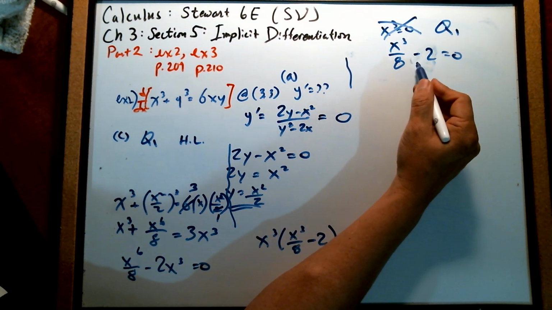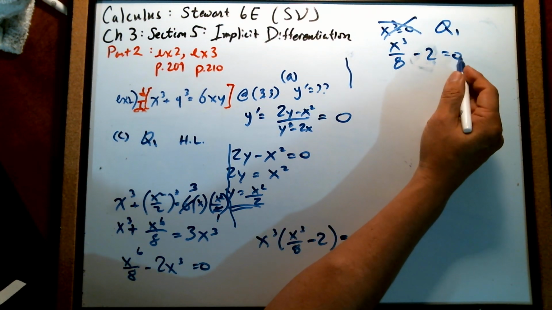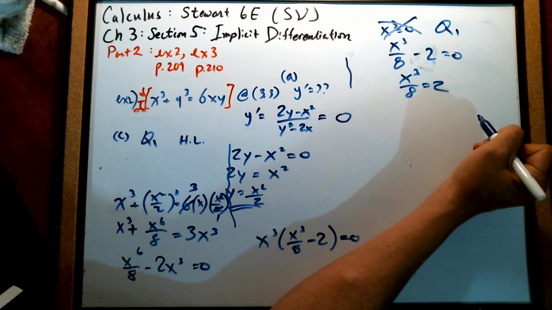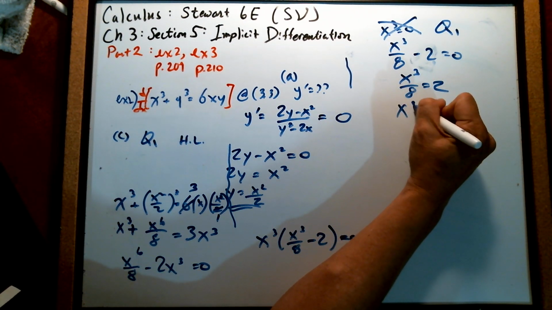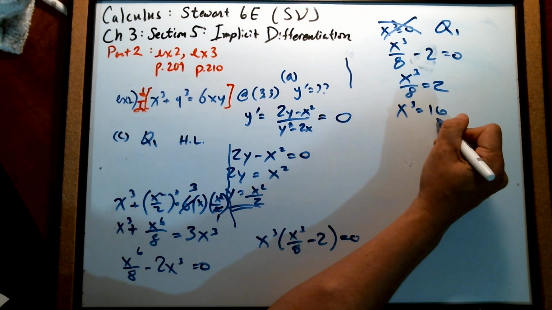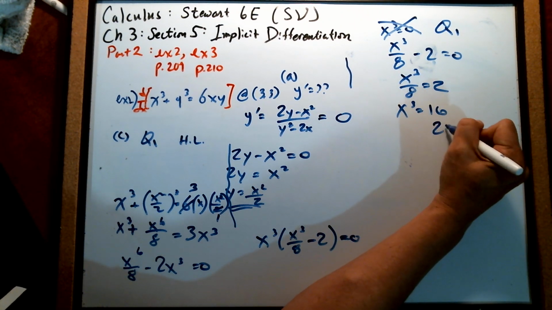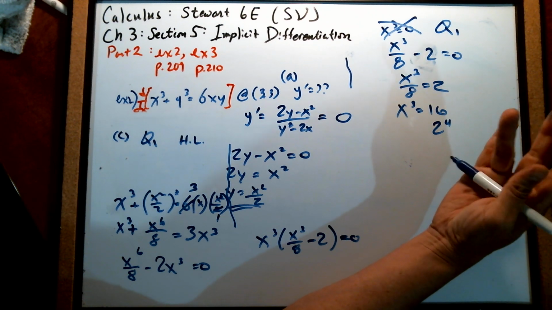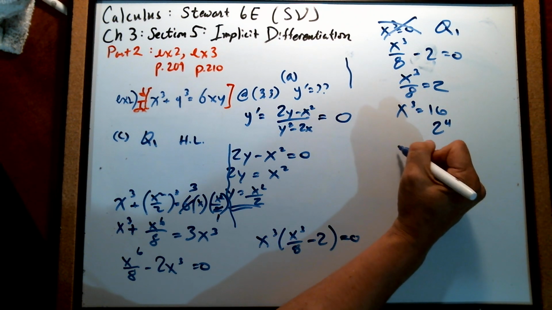And then we're going to set this. Solving for x, move the 2 to the right. x cubed over 8 is equal to 2. Multiply by 8, x cubed equals 16. 16 is the same thing as 2 to the 4th. 2, 4, 8, 16, right? So you have 4 fingers here.